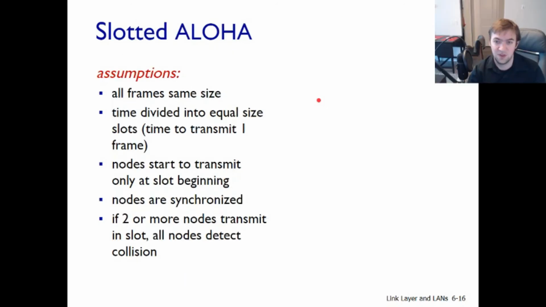Let's start by taking a look at the slotted Aloha protocol. So there are some assumptions that go on here. First off, all the frames have the same size. The protocol is going to divide time into slots, each of which is basically equivalent to how much time it takes to send one frame. Transmissions only happen at the start of a slot. You don't have something happen partway through a slot. All the nodes are synchronized, so they know what these time slots are. And if two or more nodes are transmitting in the slot, then all of them detect that the collision is happening.